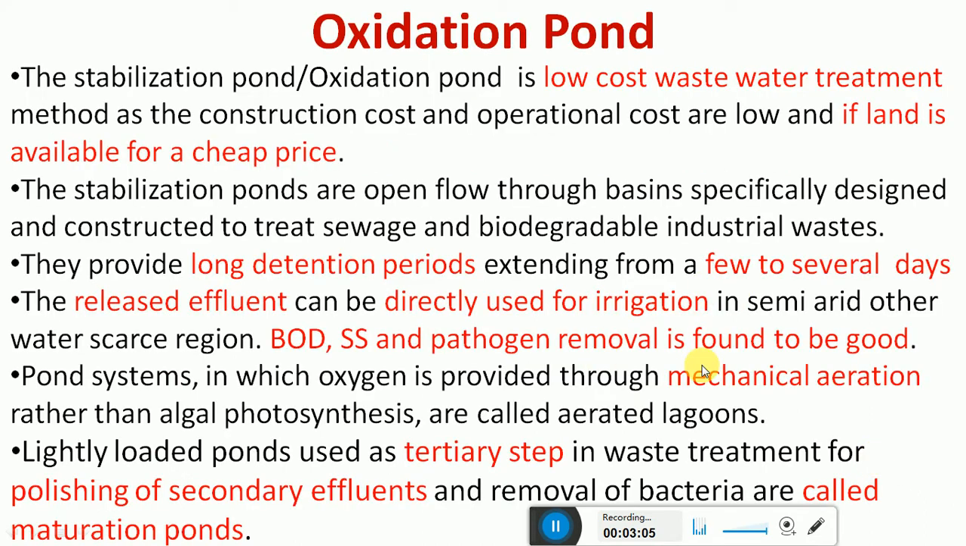Then what is an oxidation pond? Oxidation ponds are low cost wastewater treatment methods. If land is available at a cheaper price, then we will usually go for an oxidation pond. An oxidation pond is an artificial pond which is designed to treat sewage and degrade industrial waste. It is similar to a lake or a pond, but it is artificially constructed to degrade the sewage, in presence or absence of air.